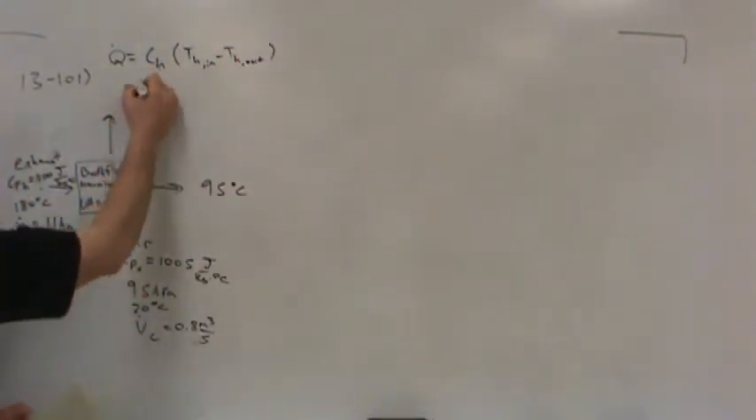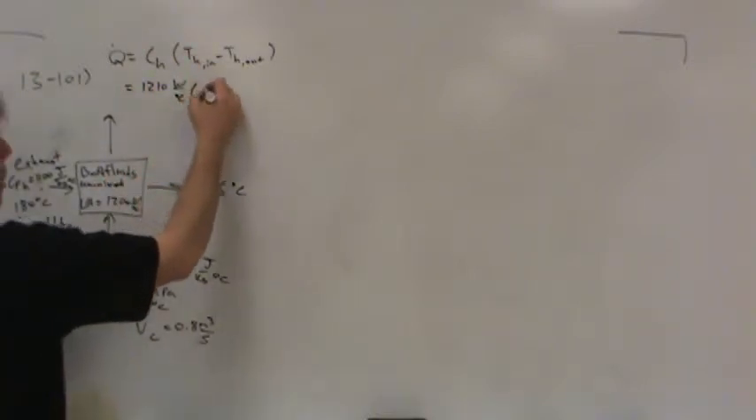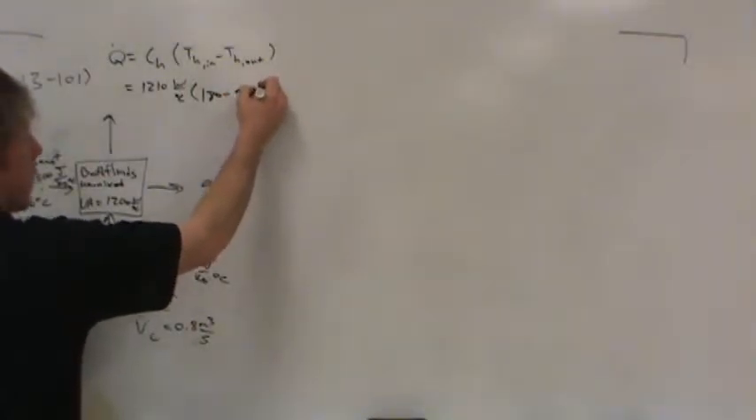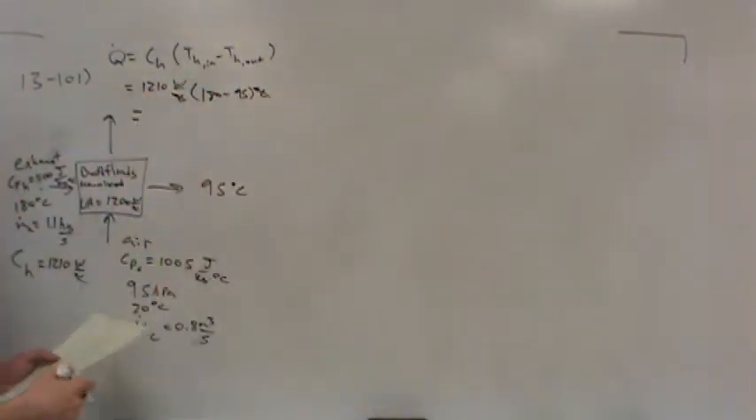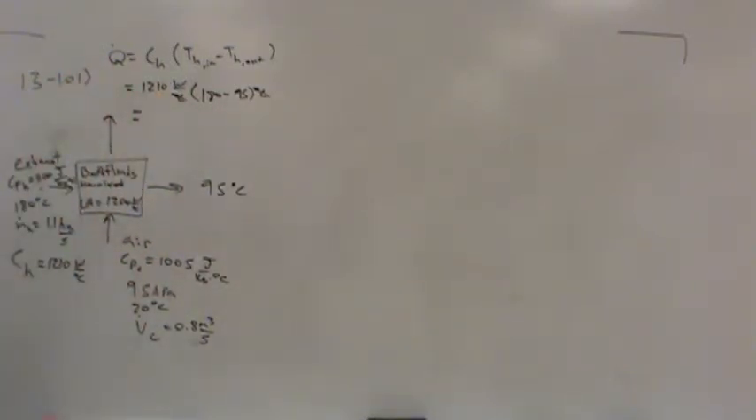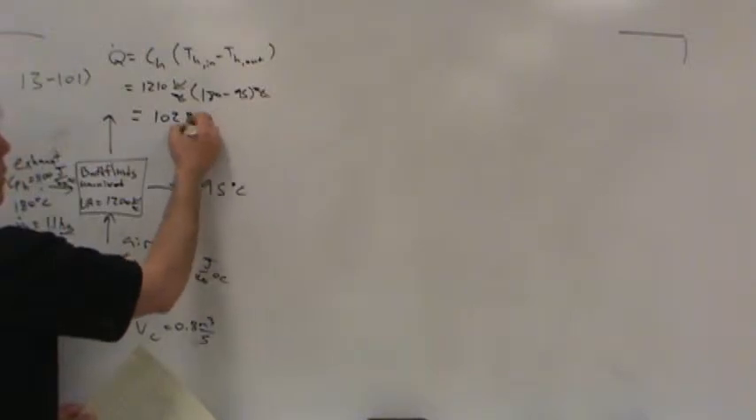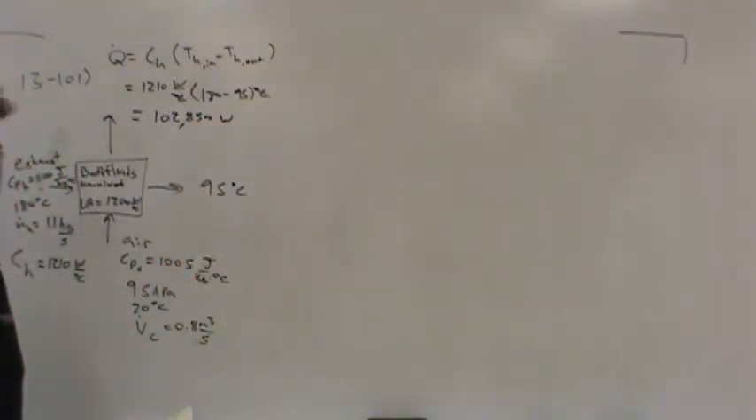So capacity rate, 1210 watts per degree Celsius. Temperature of the hot stream in 180, temperature of the hot stream out 95 degrees Celsius. And what's the heat transfer rate? So 180 less 95 times 1210 gives you how much? Essentially it's 85 times 1210. Okay. So there's the heat transfer.